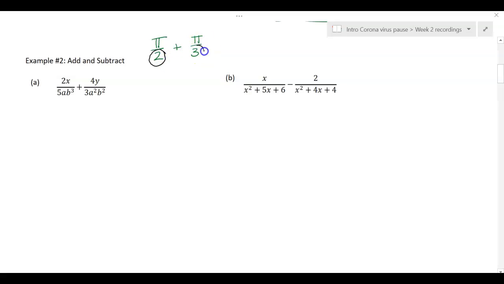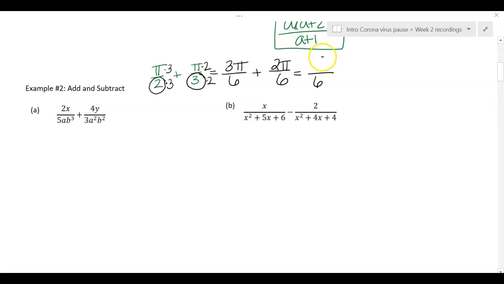So you look at these and you decide 6 is the smallest thing they could both multiply to make. In other words, the least common denominator. And to make 6, 2 would be multiplied by 3, so that would give us 6. Pi would be multiplied by 3, which would give us 3 pi. 3 would be multiplied by 2 to give us 6, so we have to multiply 2 by pi as well and get 2 pi. Then we'd keep the 6 as the denominator, and we would get 5 pi as our numerator.